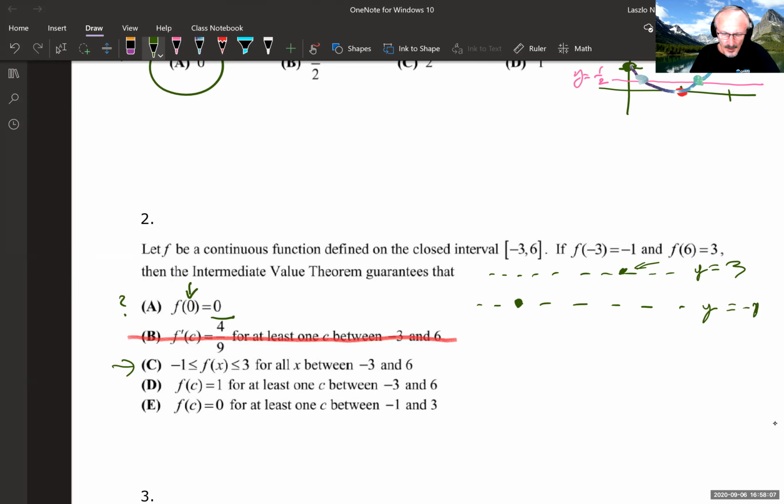And so answer C is indicating that this vertical line is x equals -3. This one is x equals 6. So this statement C is guaranteeing that the function f is going to have y values that are between -1 and 3 on the entire interval between x equals -3 and x equals 6. I don't think that that's one of the stipulations of the theorem.